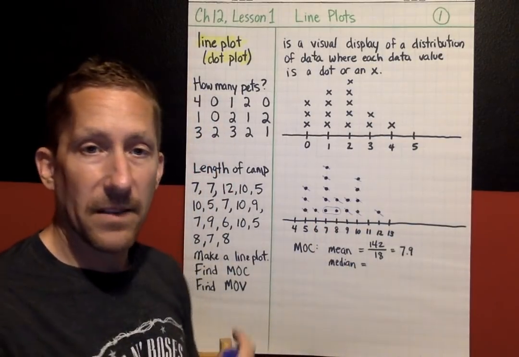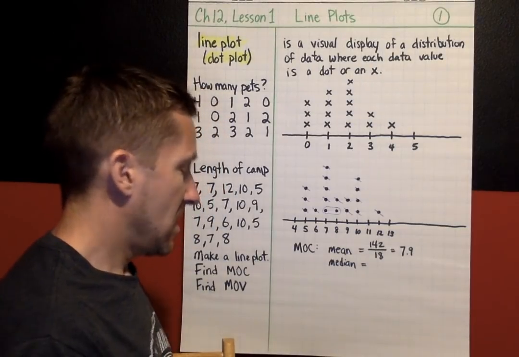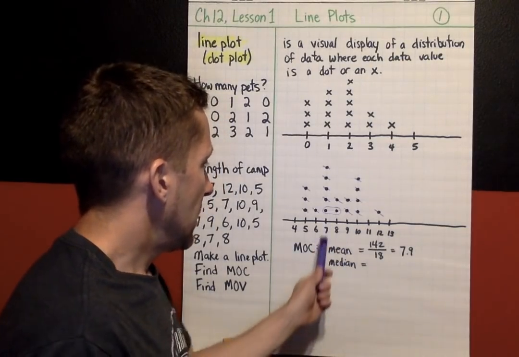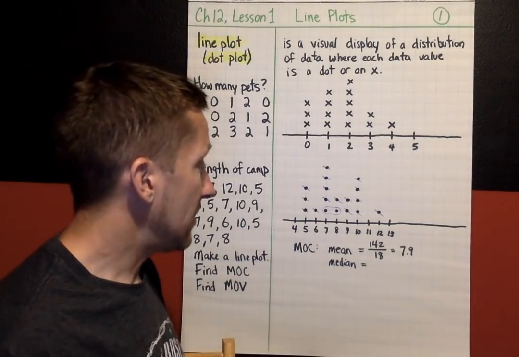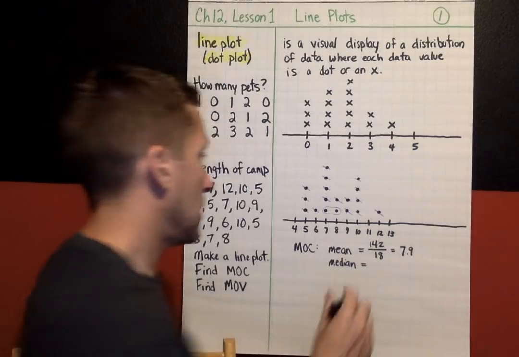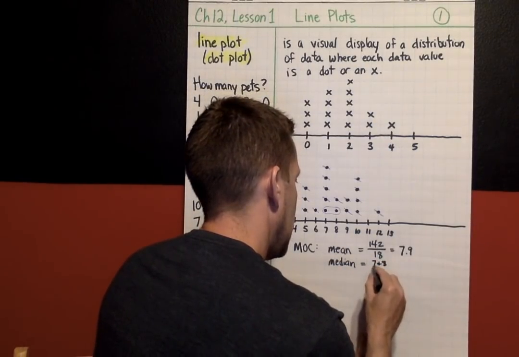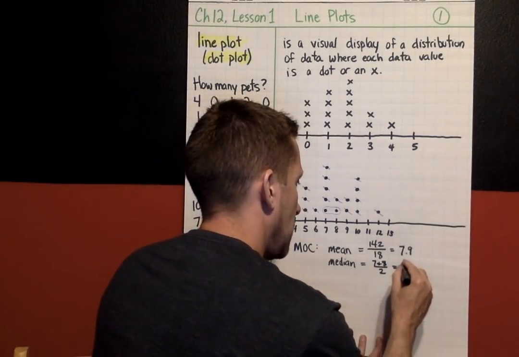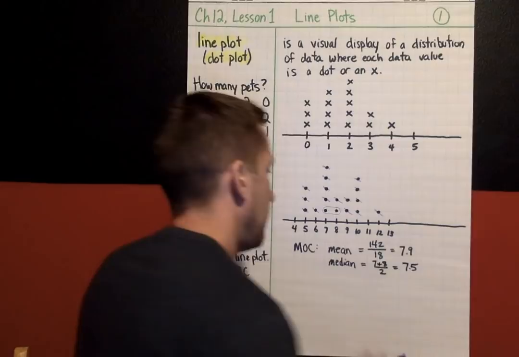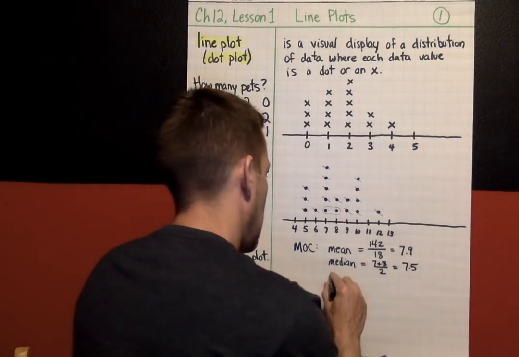And again, I could have listed them in order, but I know that those 2 are the very middle, 7 and 8. And when you have 2 in the very middle, then you have to add those 2 together and divide by 2. So I'm going to do that. 7 plus 8 divided by 2. Well, that's 15 divided by 2, which is 7.5. So my median is 7.5. Mode.